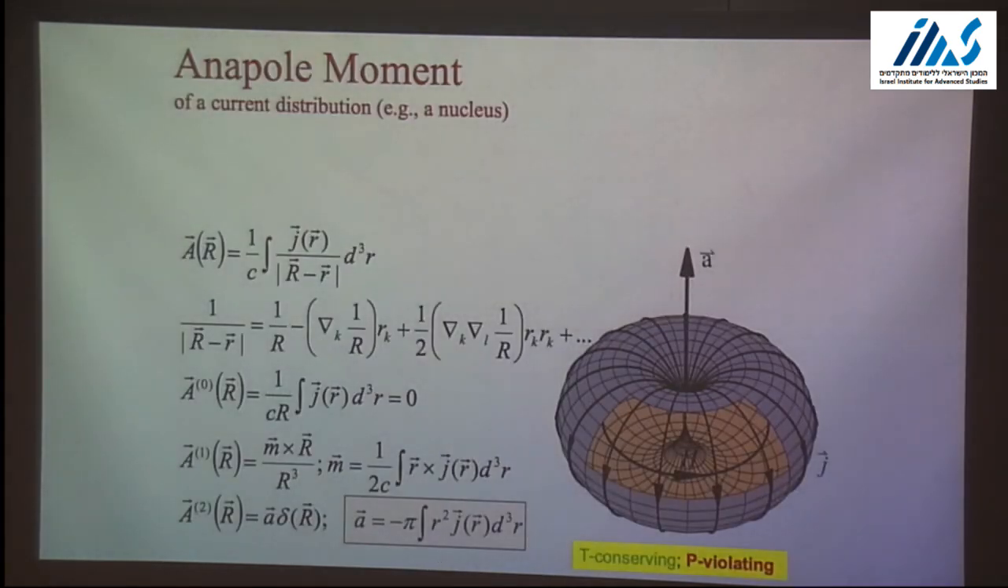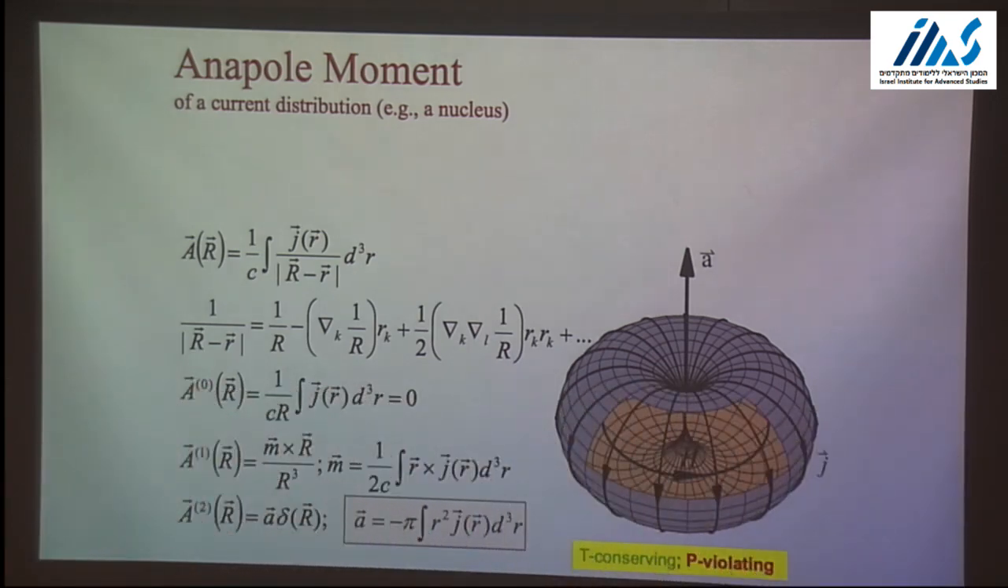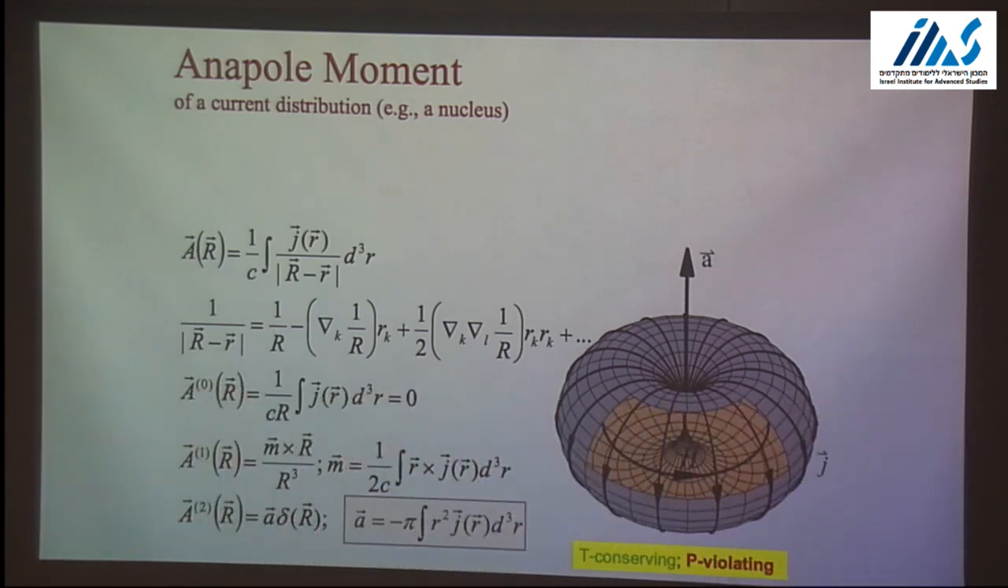Now, I mentioned this famous 1959 three-page JETP letter by Zeldovich, where he suggested the effect of parity violation in atoms. In the very same paper, on those 3 pages, he introduces the anapole moment. And where it comes from is the expression for the vector potential of the electrical current from the nucleus. So this is a general expression for the vector potential. And then you can start doing the expansion in powers of 1 over r.